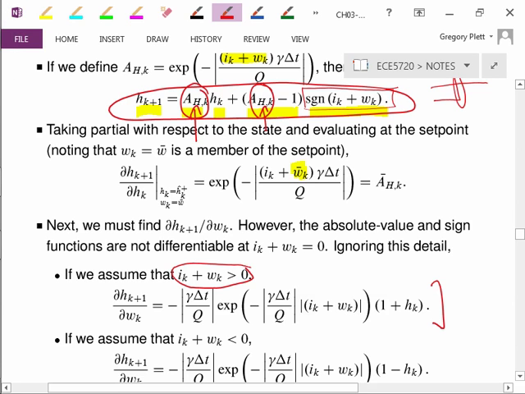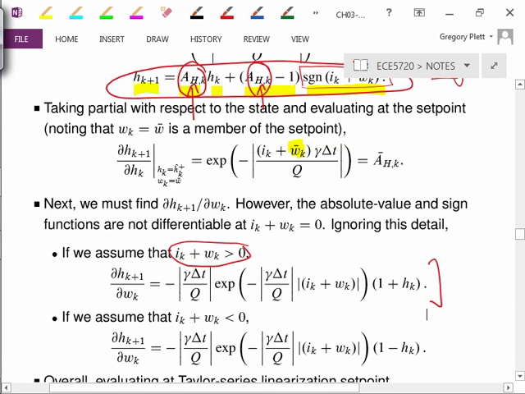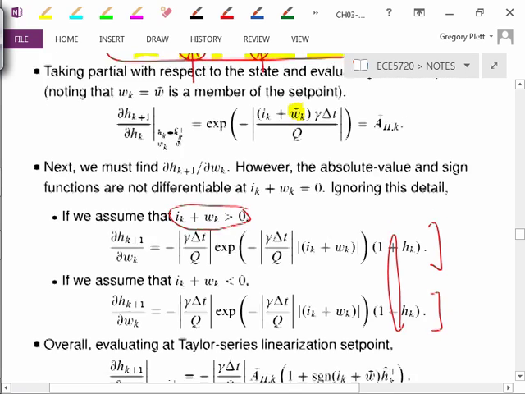Then we play the other mind experiment where we say, well, what happens if I plus W_k happens to be less than 0? And we take the derivative then, and we get that equation right there. They're very similar, but there is a difference between the two of them.